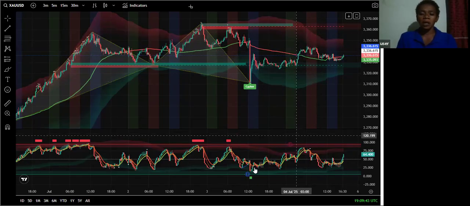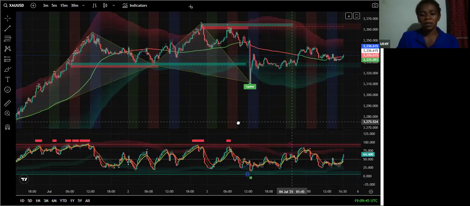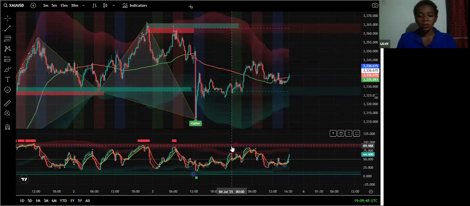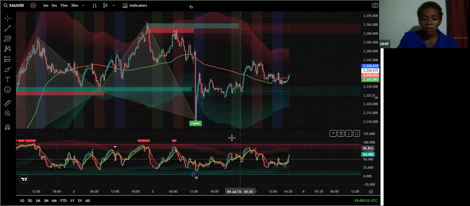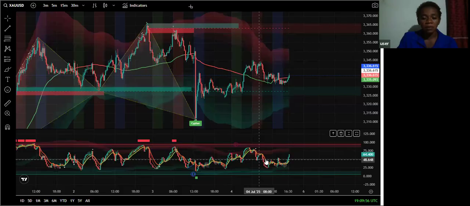So now we also have the divergence signals or signs over here. These Ds around, these are RSI. These whole lines over here is what we call RSI, Relative Strength Index.